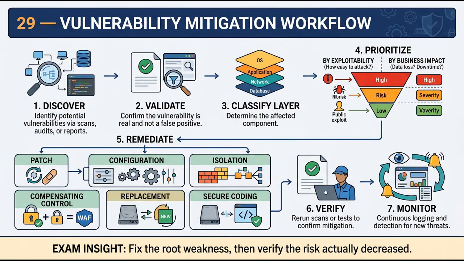Effective vulnerability mitigation follows a life cycle. Discover assets and weaknesses through inventory, scanning, testing, code review, threat intelligence, and reports. Validate findings so false positives do not consume resources. Classify the vulnerable layer and determine exposure. Prioritize using exploitability, active exploitation, asset criticality, data sensitivity, business impact, and available controls. Remediation may involve patching, secure configuration, code changes, isolation, access restriction, compensating controls, migration, or replacement. Assign an owner and deadline.